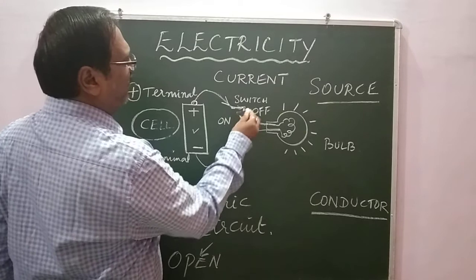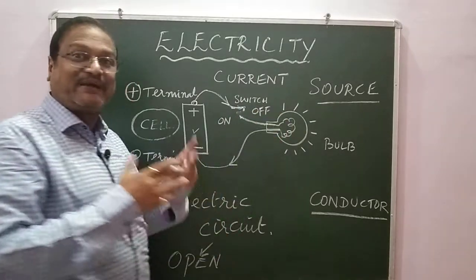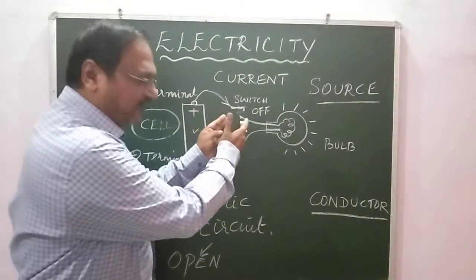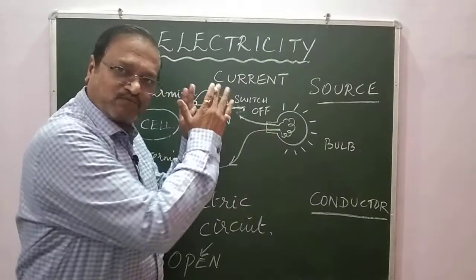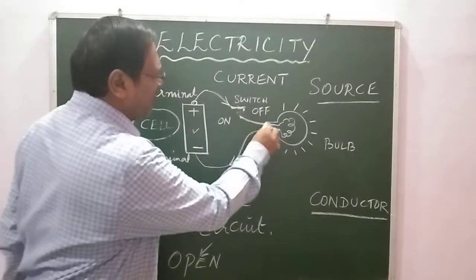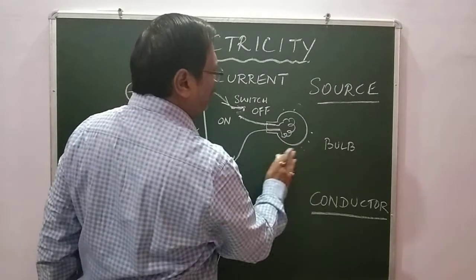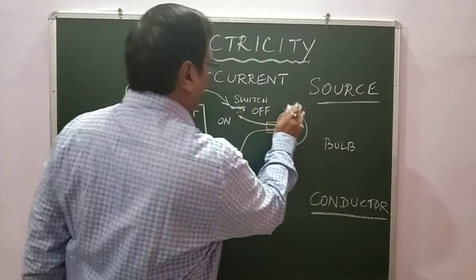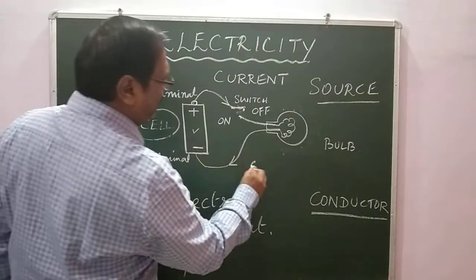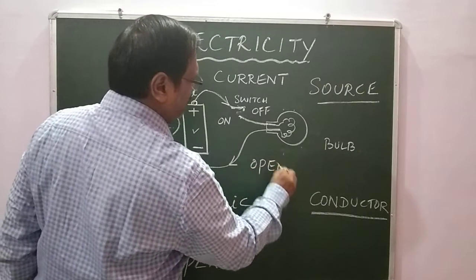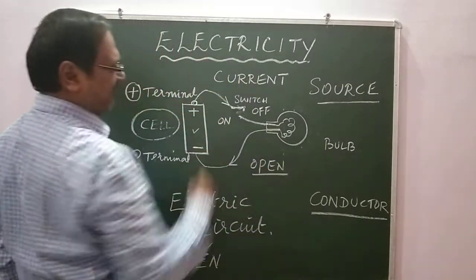And then it will not be able to, it is incomplete, it is broken, its path is broken, so it cannot conduct electricity and the bulb will not glow, right? And that is called open circuit. What is it called? Open circuit.